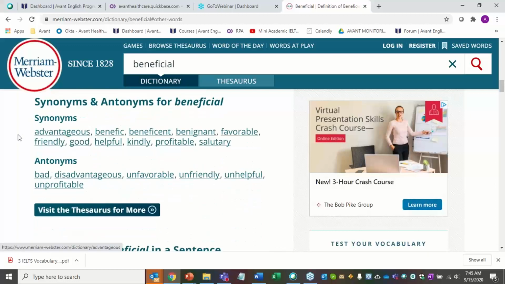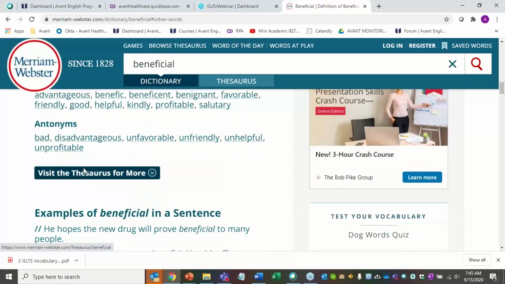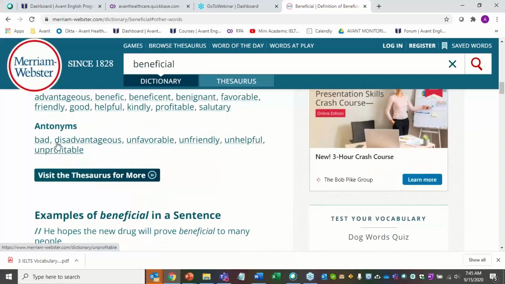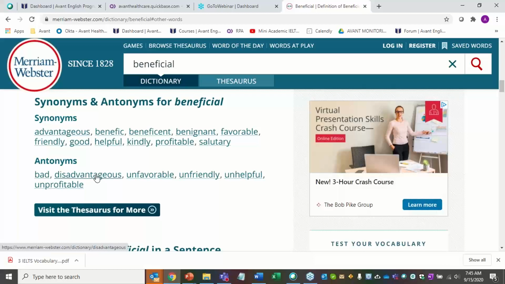Synonyms. Aha. Synonyms for beneficial: advantageous, benefic, beneficent, yes, benignant, favorable. Okay. Antonyms: bad, disadvantageous, unfavorable, unfriendly, unhelpful, and unprofitable. All right, so they give you synonyms and antonyms right here for you.